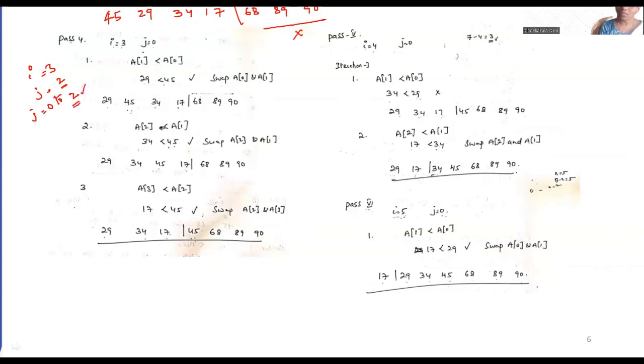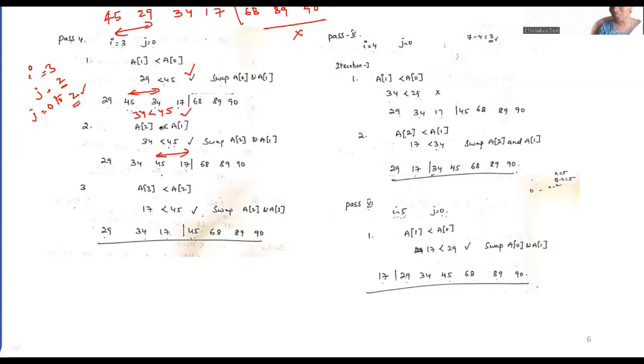Okay. And then we can see these two elements are compared. 29 is less than 45. Yes, the condition is true. So we need to swap these two elements. Now we get the list 29, 45, 34 and 17. Again, we need to compare these two elements. 34 is less than 45. Yes, the condition is true. So again, we need to swap these two elements. We get this list.